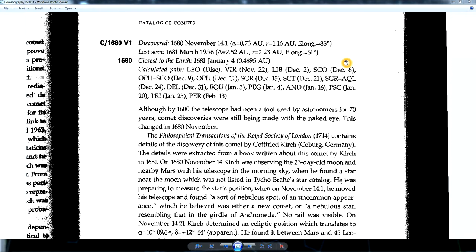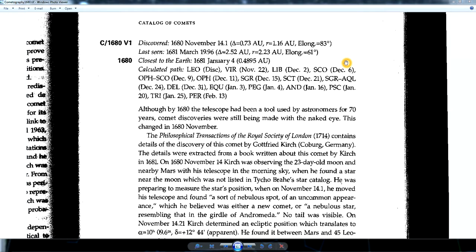Now for a while it was thought that the Great Comet of 1680 might somehow be related to ISON. They're both sun grazers, they both approached Earth, or are about to approach Earth, at a distance of about 0.4 astronomical units. They're both sun grazers, and they are both long-period comets.